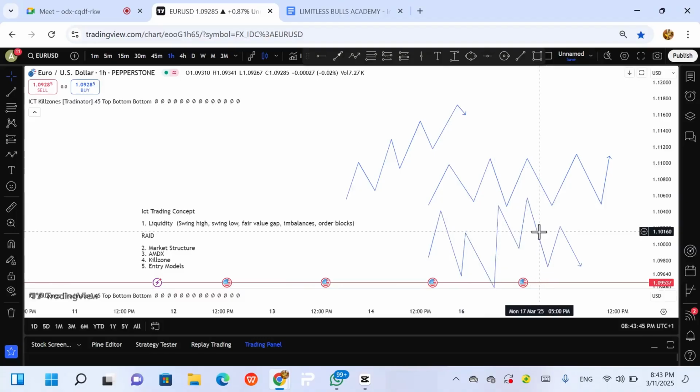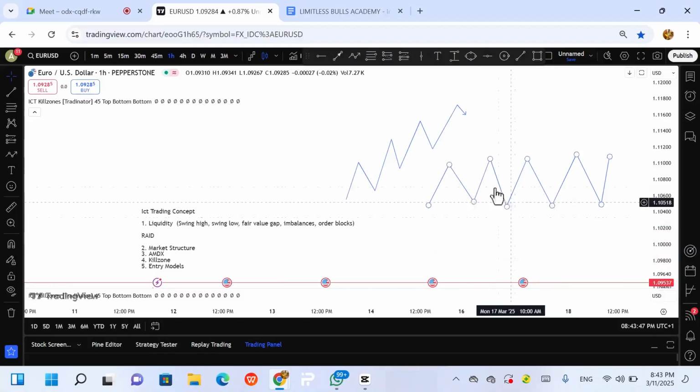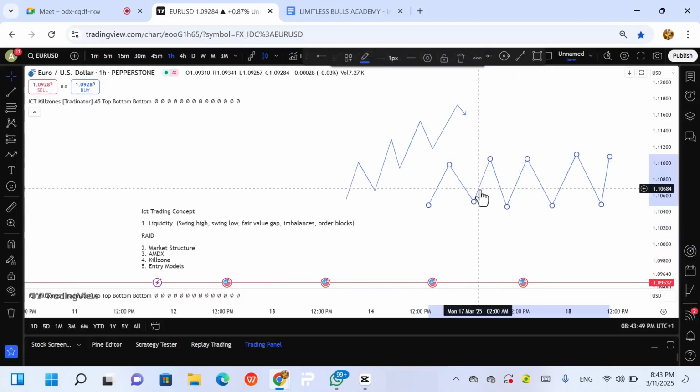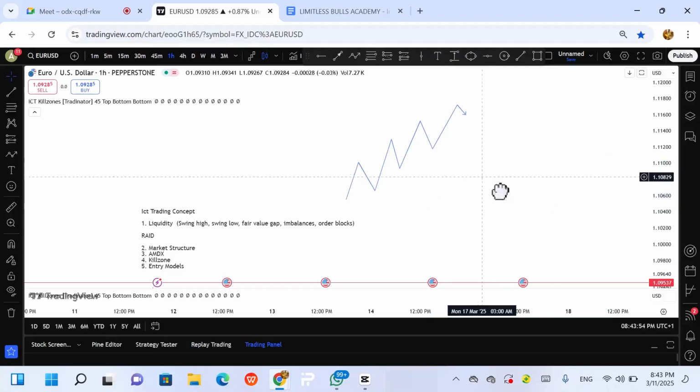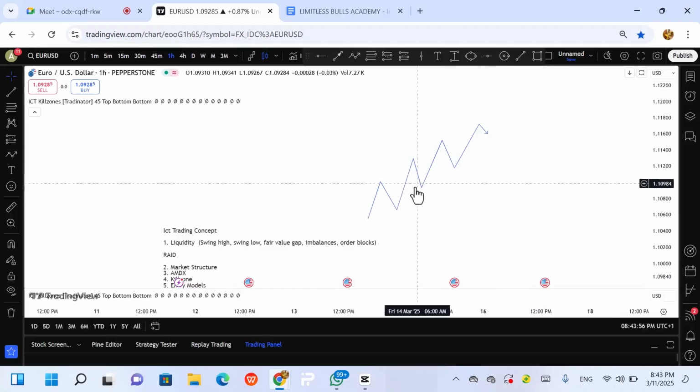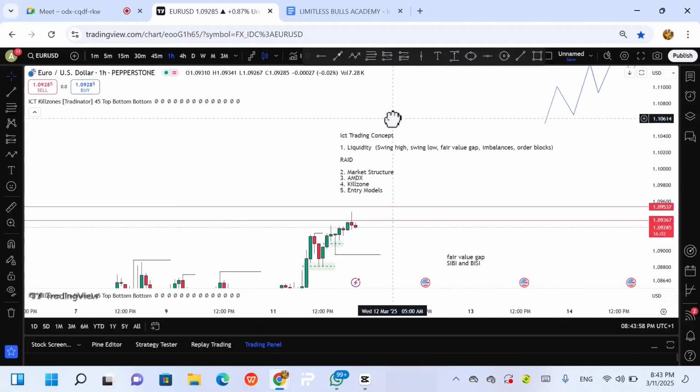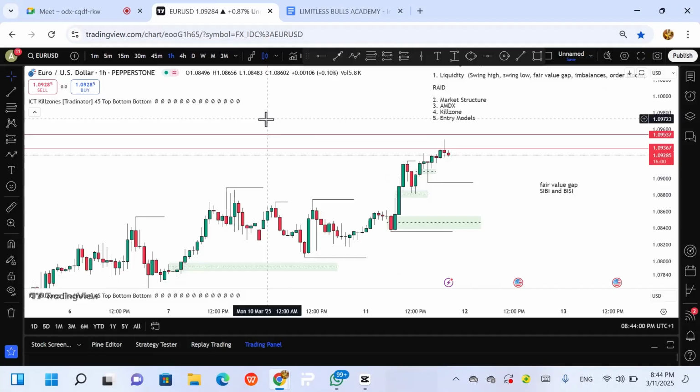So it can be complicating. So this is a ranging market, or you can call it a consolidating market, or you can call it an accumulation phase according to Wyckoff's theory. All right, so this market structure, we'll be applying this now. Let's look at this market structure in our chart.